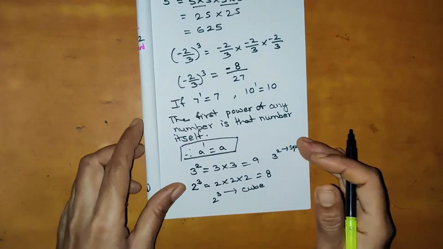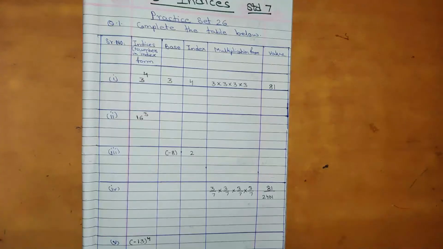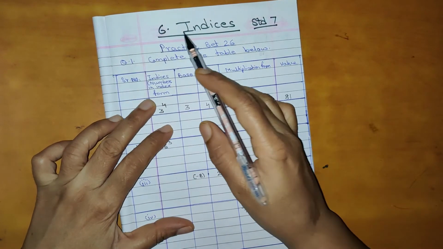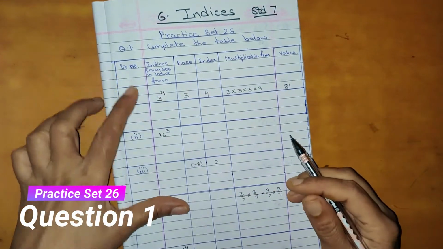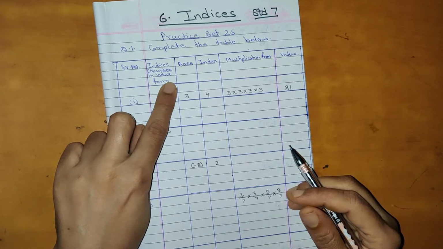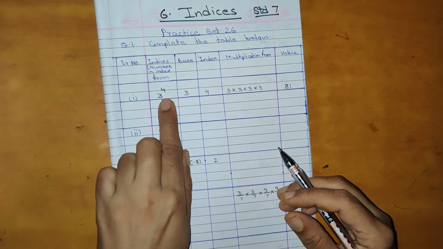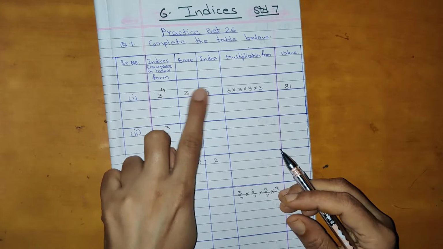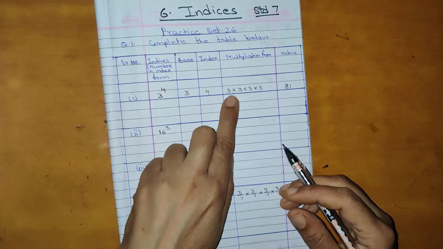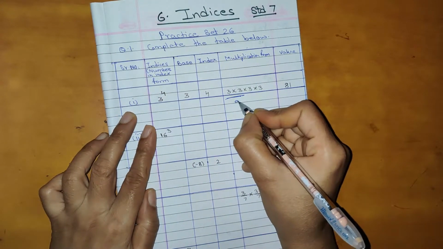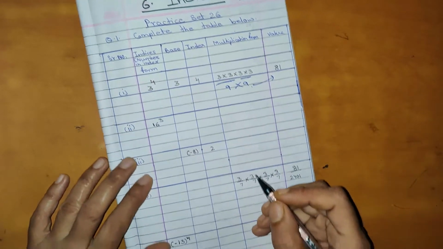Now we will solve practice set 26. Here I have already written the question: lesson 6 indices, standard 7, practice set 26. Complete the table below. Numbers in the index form: 3 raised to 4. So 3 is the base, 4 is the index. Multiplication form, you write 3 into 3 into 3 into 3, 4 times. 3 3s are 9, and 3 3s are 9. So 9 into 9 is 81.